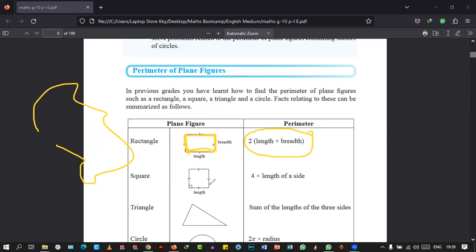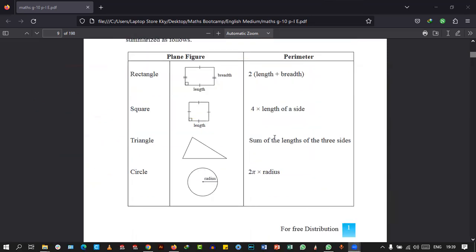Similarly, we can apply it to the square, triangle, circle, etc., and other shapes as well. If it is a square, we know that it's 4 times its length. We add each length one by one, and it will be 4 times the length. That's not a problem. But for the triangle, it's also not a problem. It's the sum of all the side lengths. We add this side's length, this length, this length, and then the sum is the perimeter.